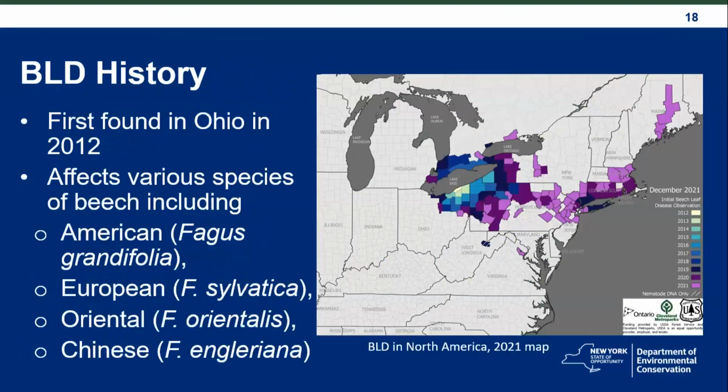Beech leaf disease in North America. In North America, beech leaf disease was first found in Ohio in 2012, and it has been observed spreading outward from there since. In New York, beech leaf disease has been found on American beech, European beech, and Oriental beech. Next.